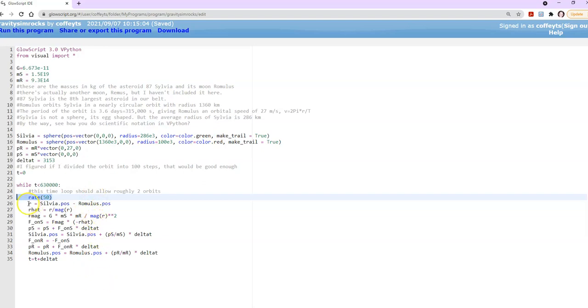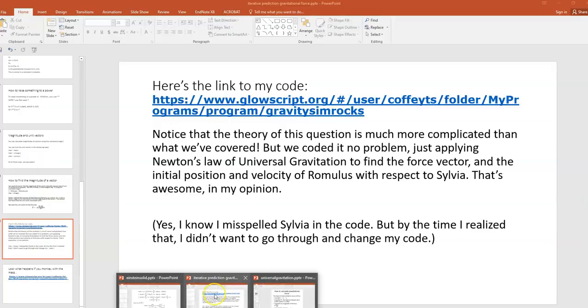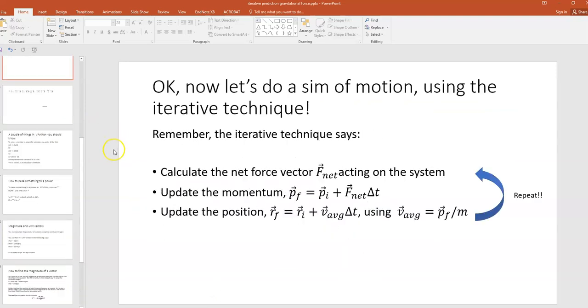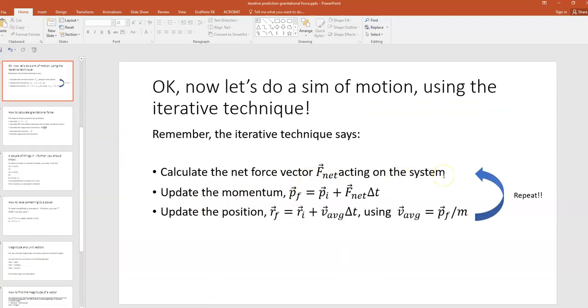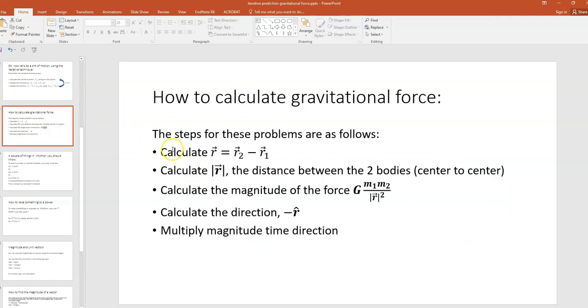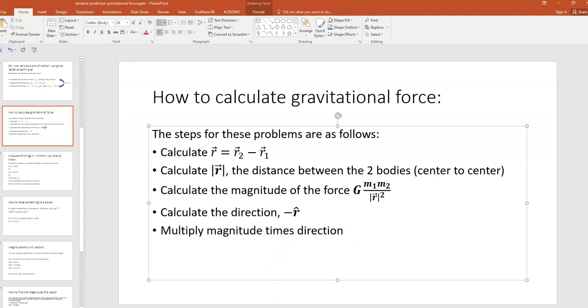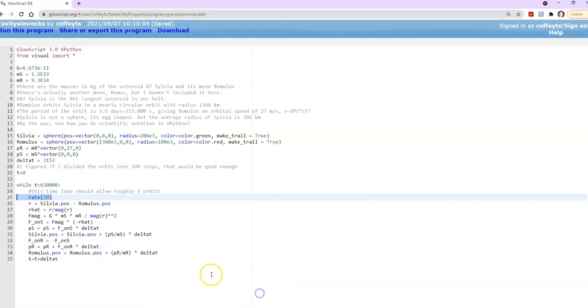Okay, now remember, here's what we're doing. In our loop, let's go back and remind ourselves of our steps here. What we're going to do is calculate our net force vector, and then use the momentum update equation, and then use the position update equation in each step of our loop. And in order to calculate that force vector, I first must calculate R2 minus R1, then the mag of R, then the magnitude of the force, and then the direction, and then finally multiply the magnitude times the direction. So that's exactly what I'm doing here in my code, okay?